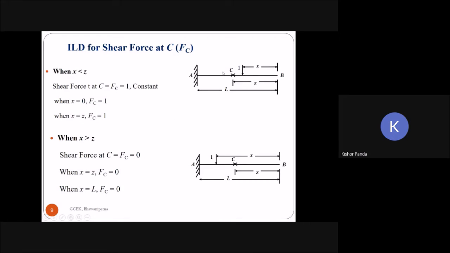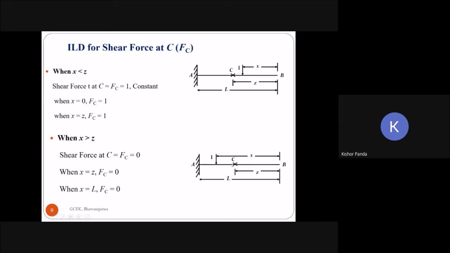Then take the unit load between A and C. Here you take x greater than Z. The unit load is present between A and C, and x is greater than Z. In that case, what is the shear force at C? Because on the right side of C there is no loading. So the shear force at C is equal to 0.